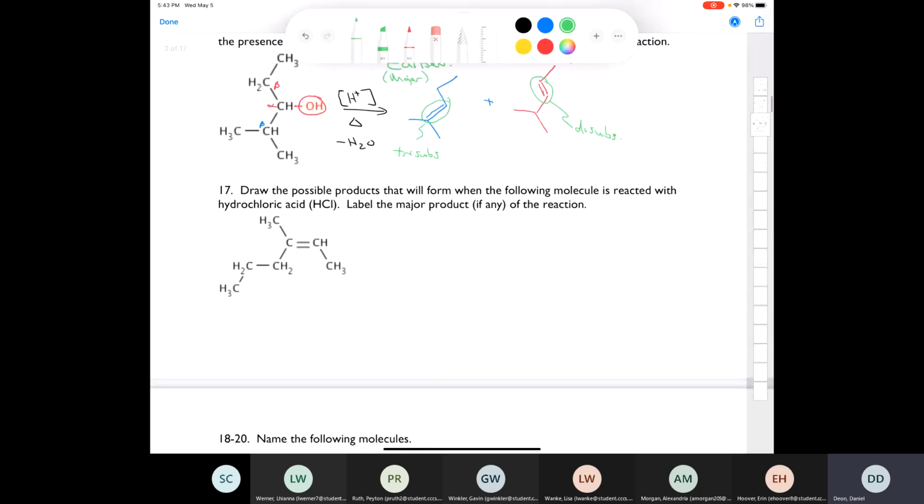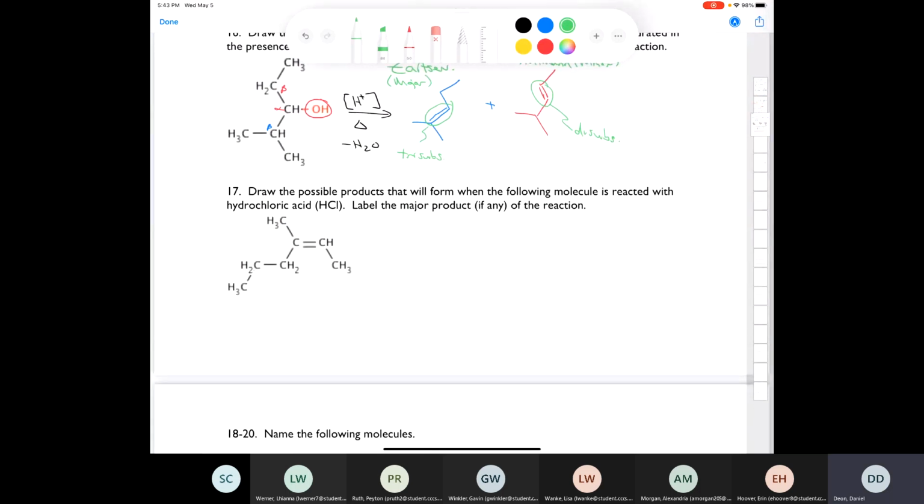Question 17, draw the possible products that will form when the following molecule is reacted with hydrochloric acid. List the major product of the reaction. Well, here we have an example of Markovnikov addition, right? We have HCl, and we have an alkene that isn't symmetrical. What do I mean by non-symmetrical? It means that this carbon is different from this carbon, right? The carbon on the right has a hydrogen already attached to it. The carbon on the left has no hydrogens attached to it. So what's going to happen is the rich will get richer. The carbon that already has the hydrogen, that's the one that's going to take the other hydrogen. And that means that this carbon is going to take the chlorine.